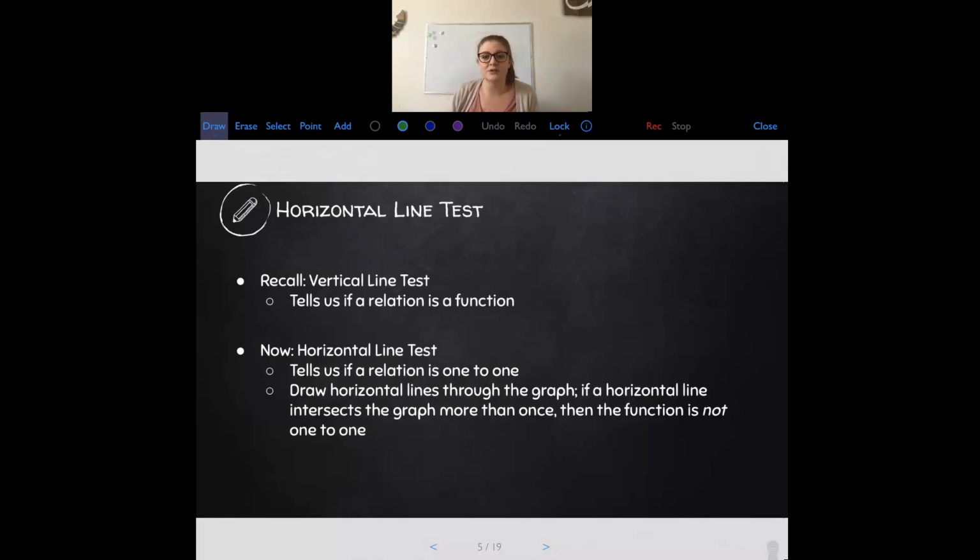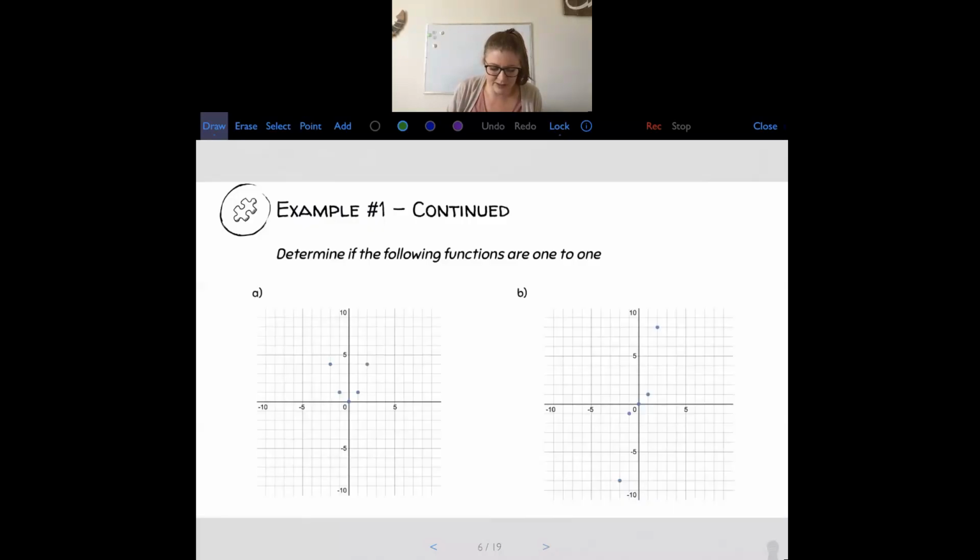Now what we're going to use is called the horizontal line test, and this is going to tell us if a relation is one-to-one. So what we do is we draw horizontal lines through the graph, and if the horizontal line intersects the graph more than once, then the function is not one-to-one. If it intersects the graph one time for each line, then it is one-to-one. Okay, so example 1 continued.